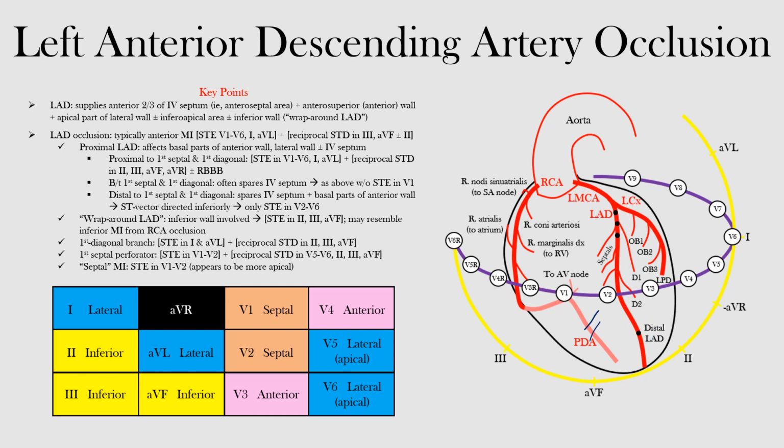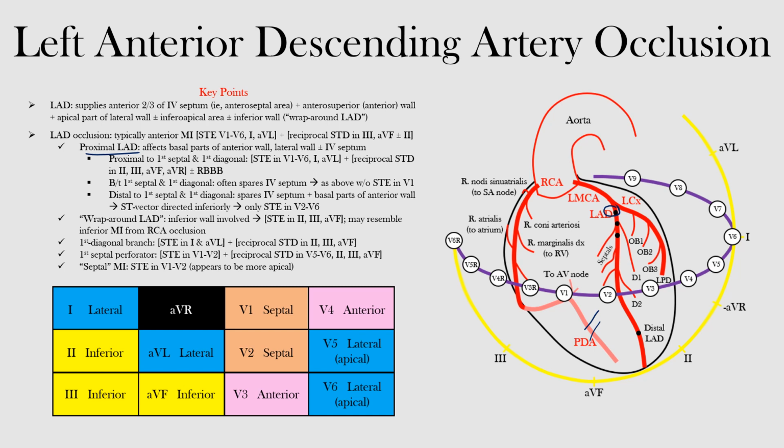So the more proximal we have the lesion, the more myocardium distally will be affected. If you look here, here's the proximal LAD. We're talking about this one here, and we see that basal parts of the anterior wall, the lateral wall, and sometimes the interventricular septum supplied by those septals can be affected.